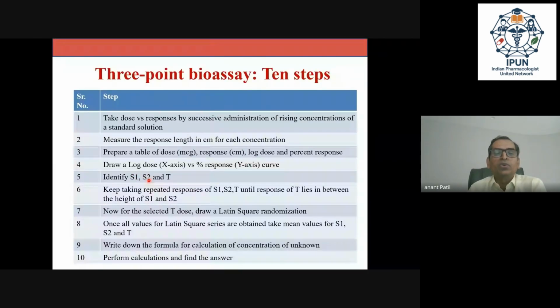Once you select this S1 and S2, then you go ahead and see the T should lie between the height of S1 and S2. And then once your S1, S2 and T are finalized, then you do a Latin square randomization. And once all values of Latin square randomization are done, then you take the mean values of S1, S2, S3, because Latin square will repeat this 3 times. Now, if you have 3 values, which value to be taken? You take the mean of it. And then use the formula. And I'm going to make you to by heart this formula. And anyways, you will remember, because I will be repeating this formula 4-5 times. Once you keep all the values into this particular formula, it is easy to calculate the unknown concentration. So let's go step by step.